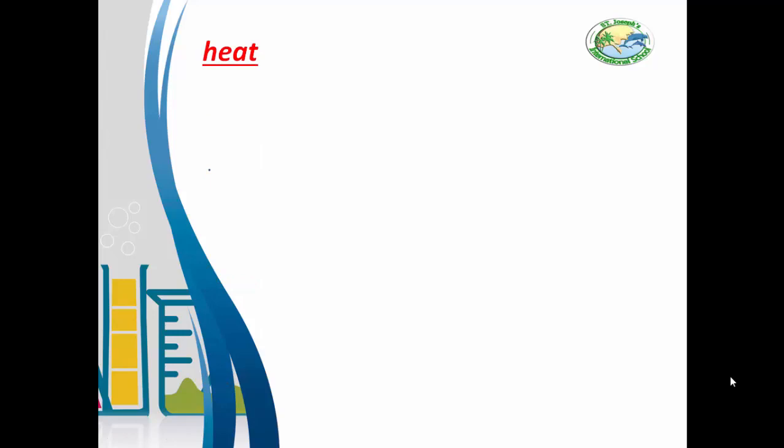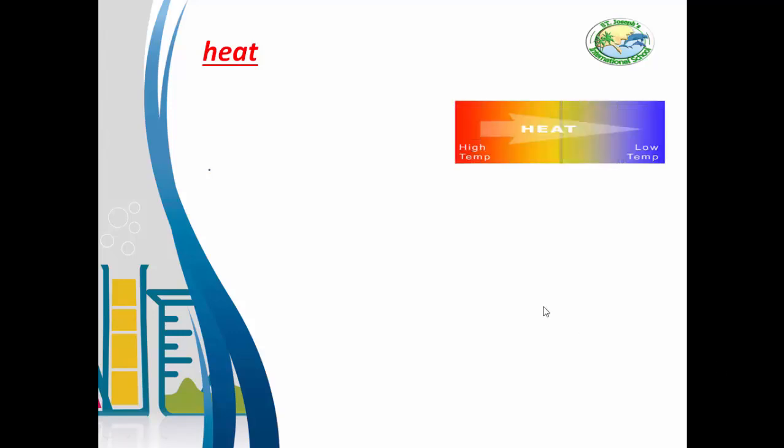As we studied in primary 4, there are many forms of energy, like sound energy, light energy, and heat energy. So heat is a form of energy. We can define heat as a form of energy that transfers from a high temperature object to a low temperature object.